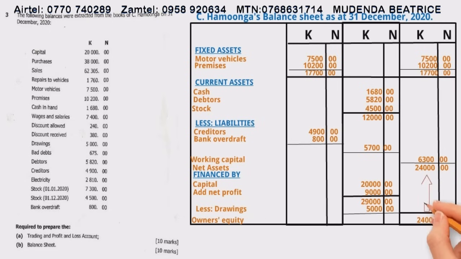Now you can see that owner's equity is equal to net assets. When these two numbers are equal, that means our balance sheet is well prepared. Basically that's how you prepare the balance sheet.